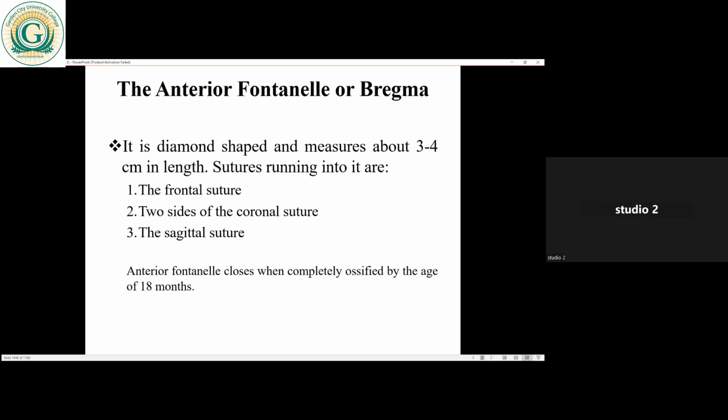The anterior one, as I said, is diamond shaped and measures 3 to 4 centimeters, with sutures running into it: frontal suture, coronal suture, and sagittal. They run into that fontanelle. The anterior fontanelle closes when completely ossified by the age of 18 months. The area which you see breathing will close at 18 months. That's 1.5 years. So we don't force the anterior fontanelle to close by putting any drug there.